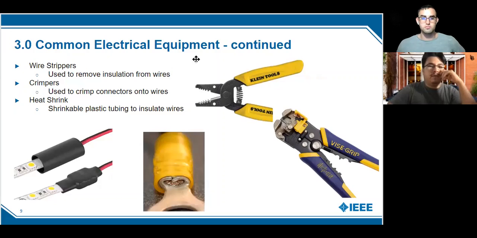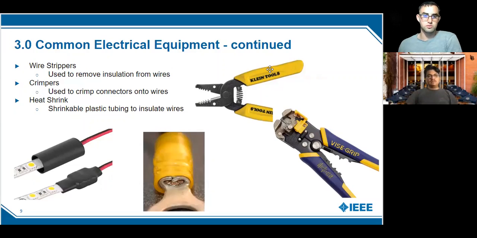Okay, so some more common electrical equipment continued. We have right here, it says Klein Tools on it with the yellow handles, wire strippers. Actually, sorry, these are crimpers. And what you can do is use these to shorten your wires or the little leads on your resistors to make your breadboard look a little bit more succinct, instead of having looser connections into the little holes on the breadboard.